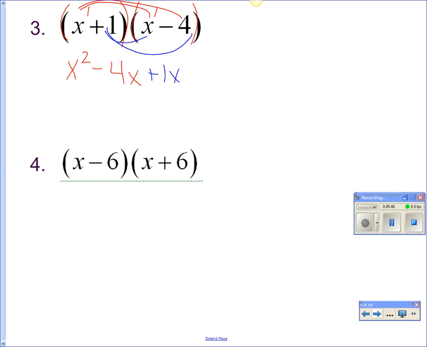Positive 1 times negative 4 is negative 4. When the signs are different, it's going to be a negative. All right. The last thing you have to do is combine what? Like terms. What are the two like terms on this problem? Yes, so right here in the middle, that's where they'll pretty much always end up, the two in the middle. Without a calculator, negative 4 plus 1, negative 3x.